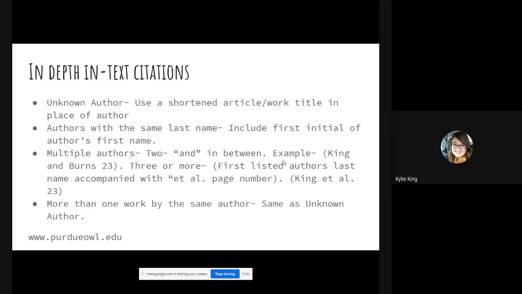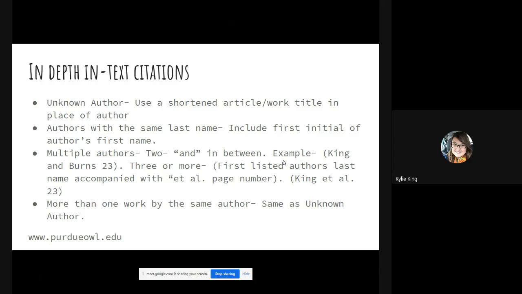Was it, I don't know, H King or K King? So first initial, last name. Multiple authors use to and then the word and in between, not the symbol, the word and. So King and Burns, 23. For 3 or more, the first time you list them all. So the first time you would say King, Burns, and Settle, 23.